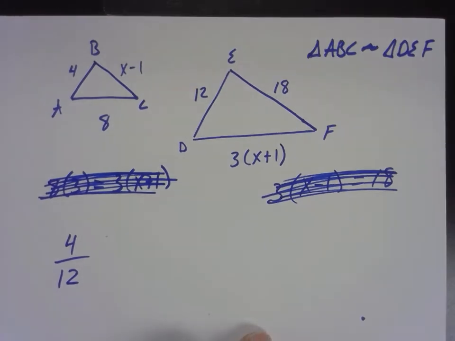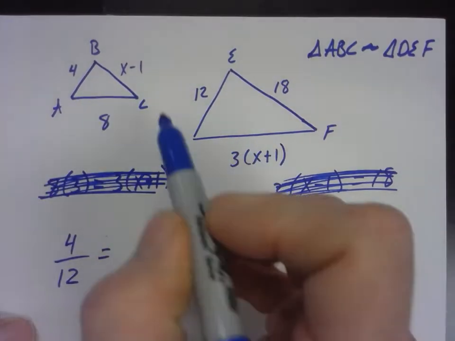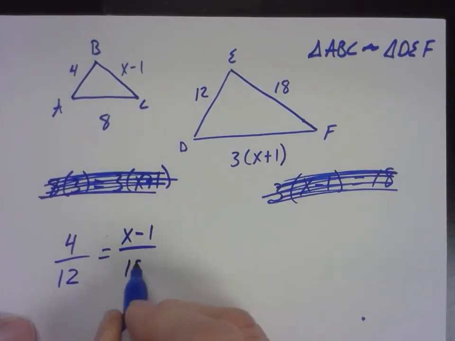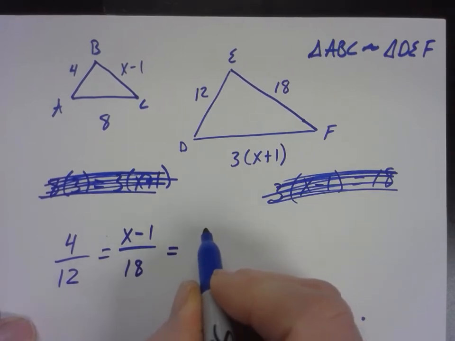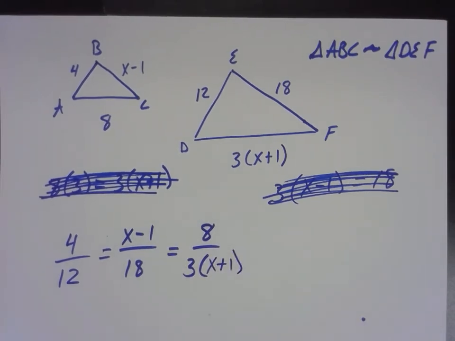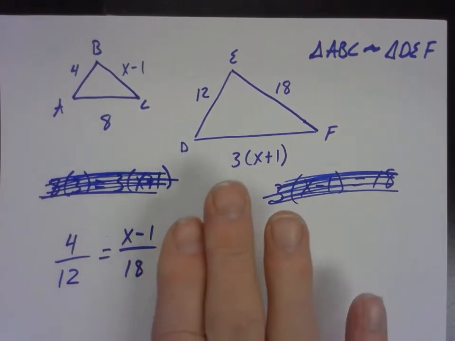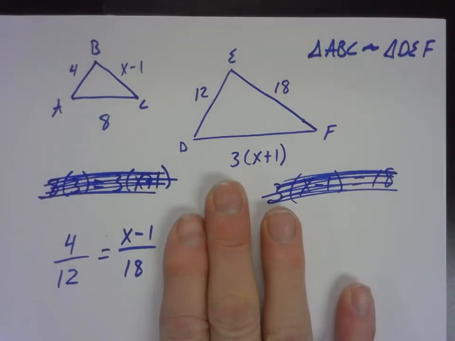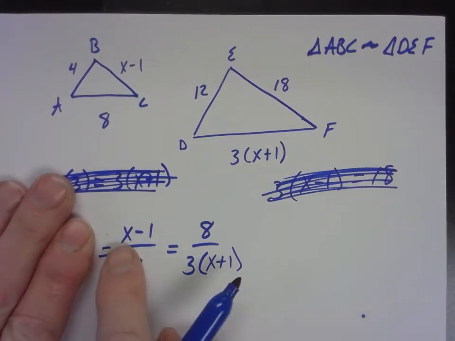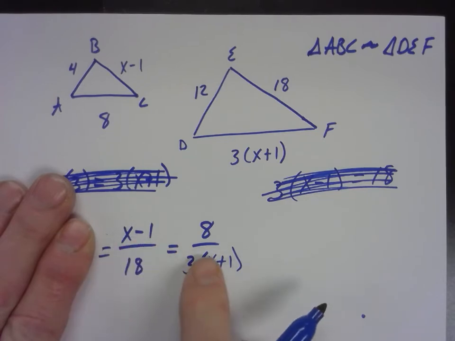Do I have that up high enough? 4 over 12 has got to equal x subtract 1 over 18. And what's the other one? 8 over, yeah, and you say 3 times the quantity x plus 1. Now, here's the thing, guys. We can't solve all this at once. You just have to say, look, can I solve that? We can solve that. Could we solve this? I can. You probably can't, because we're going to get x squared. That's probably not what we want. We don't want a quadratic equation.